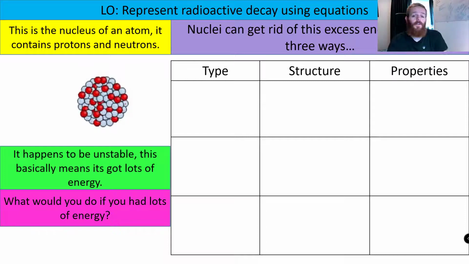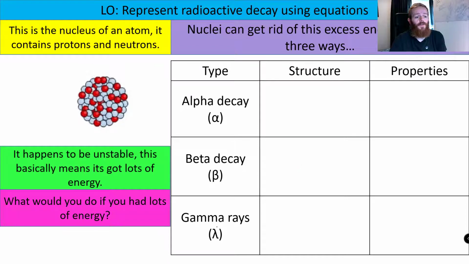There's 3 ways that it could get rid of excess energy. Nothing on this table is new to you, by the way. It's more of a recap than anything else. So it could undergo alpha decay, it could undergo beta decay, and it could undergo gamma decay, giving out gamma rays. Those are the 3 ways that it could get rid of some excess energy.